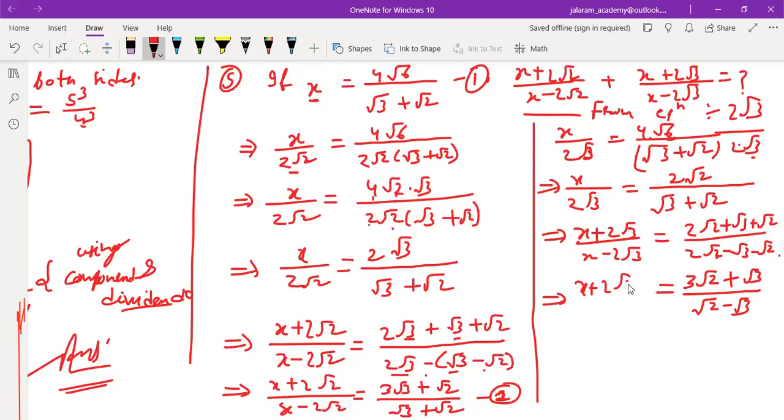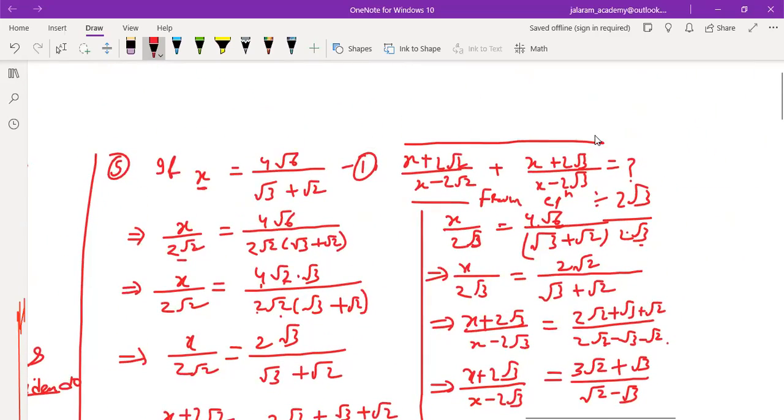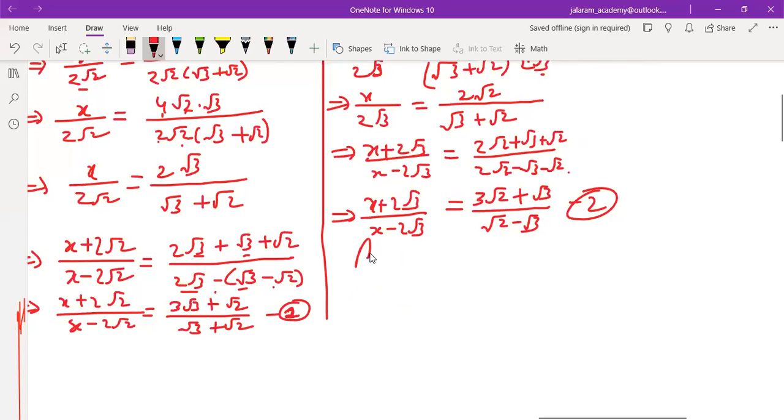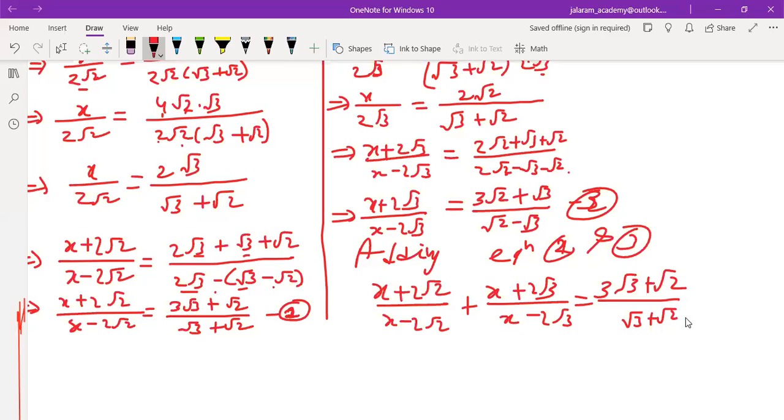And we have to find the sum of these two equations in the question. We have to find what? x plus 2 root 2 over x minus 2 root 2 plus x plus 2 root 3 over x minus 2 root 3. Write it as equation number 2. And now add equation 2 and 3. So it is x plus 2 root 2 over x minus 2 root 2 on the left hand side, and in the second equation x plus 2 root 3 over x minus 2 root 3, equals to 3 root 3 plus root 2 over root 3 plus root 2.